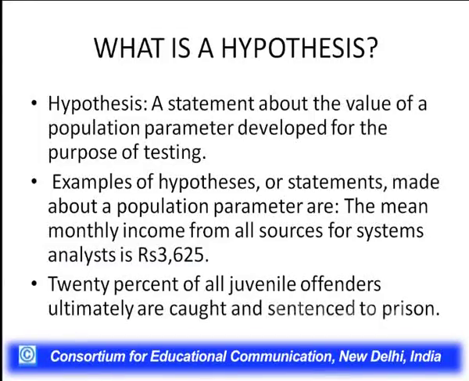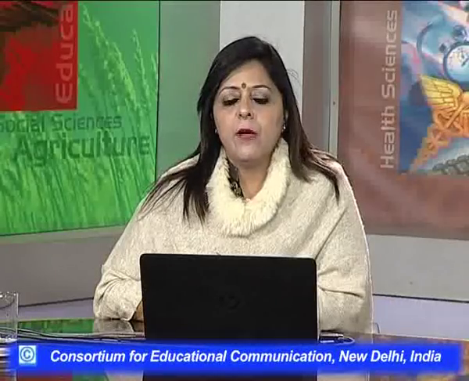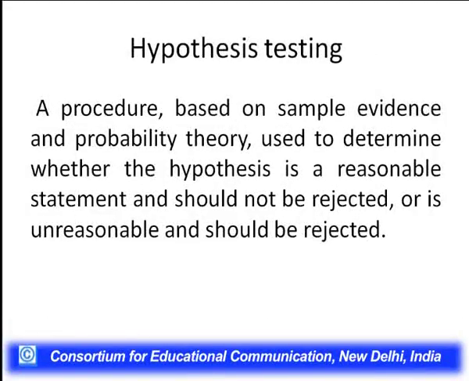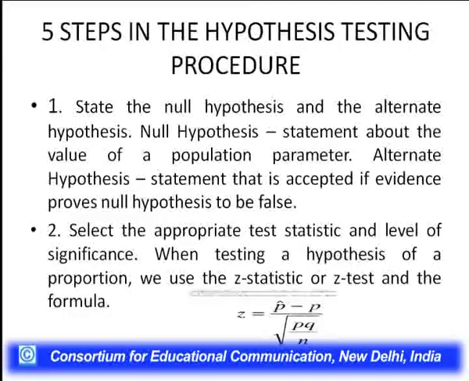Now, coming on to a very simple definition of a hypothesis. As we have come to the overall conceptual framework, a hypothesis is a statement about the value of a population parameter, developed for the purpose of testing. For example, the hypotheses or statements made about population parameters are: the mean monthly income from all sources of systems analysts, or 20% of all juvenile offenders ultimately are caught and sentenced to prison. So, it is a procedure based on evidence and probability theory used to determine whether the hypothesis is a reasonable statement and should not be rejected, or is unreasonable and should be rejected.